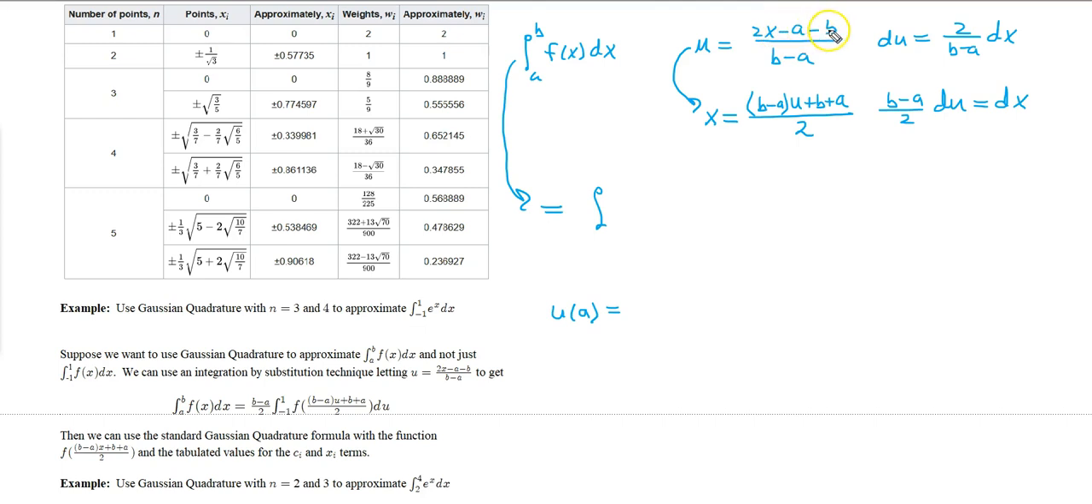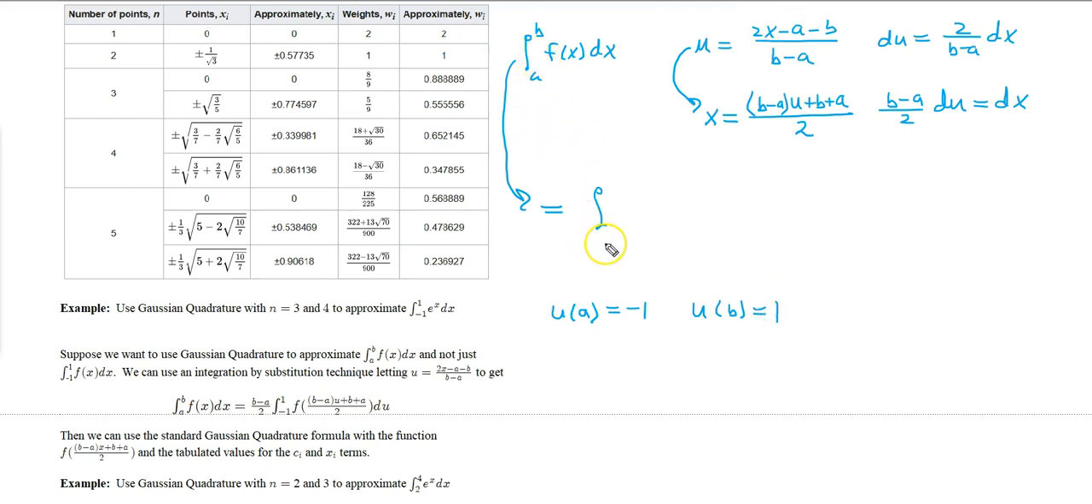So I'll get (a minus b) over (b minus a), that's -1. And if I plug b in for the x right here, notice that u of b is going to be, if I plug b in for x, the b's will cancel, I'll get (b minus a) over (b minus a), and I get back 1.